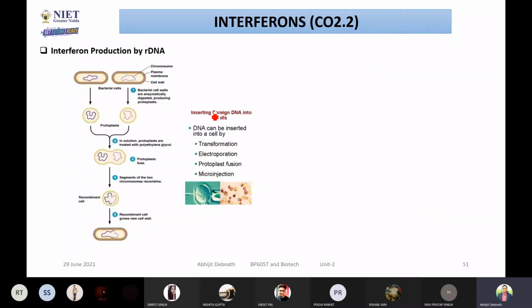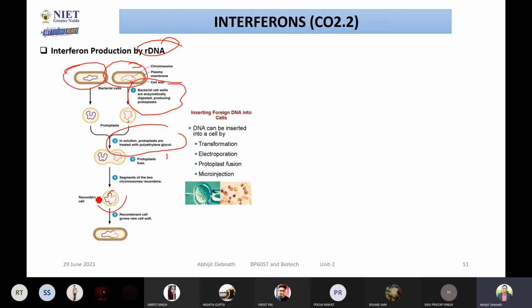So let me tell you how you can produce interferon by using rDNA. The process is very simple. You have a bacterial cell. You will be just focusing on the protoplast. By using enzyme, you will degrade the cell wall and get the protoplast. In solution, the protoplast will be treated with polyethylene glycol, and the protoplasts will be fused. For example, this part is producing the interferon, so it will be fused with this.